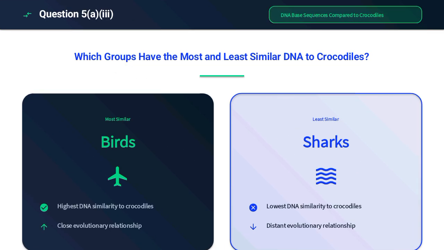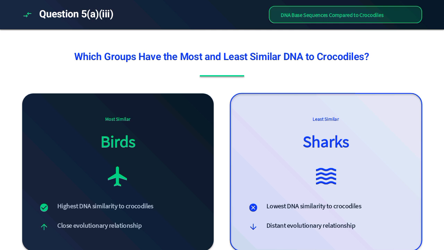Part A, Part 3 asks us to suggest which groups have the most similar and least similar DNA base sequences compared to crocodiles. Looking at the evolutionary tree, birds are closest to crocodiles on the tree. They share a more recent common ancestor. Therefore, birds have the most similar DNA sequences to crocodiles.